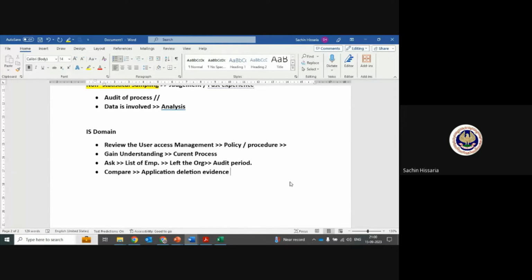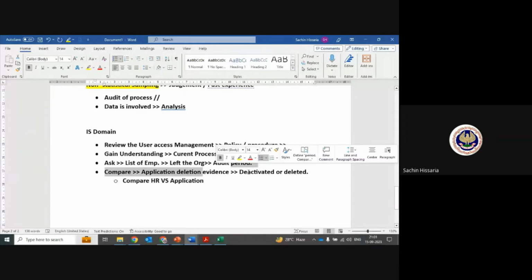For example, from the application you can also extract the list of persons whose IDs are deactivated or deleted. So you will ask for this data, then you will compare both sets of data. You will compare the HR data with the application data. Here what you are trying to check is that whatever users have left the organization, whether their IDs are deactivated or disabled. So this is one way of doing this particular task.